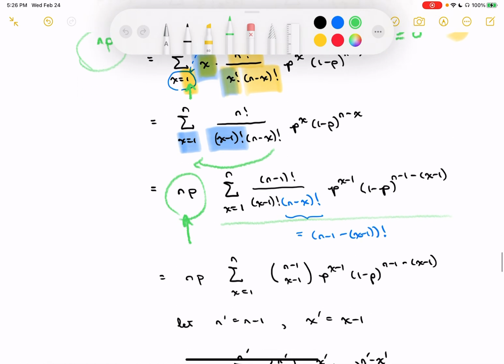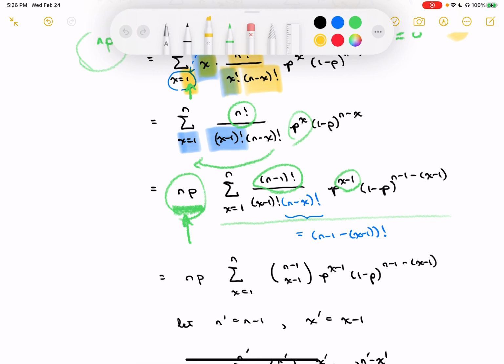So how do I pull out an np? Well, I can grab one of the n's from this. That just leaves an n minus 1 factorial up on top, right? And then I also need to get a p. Well, I had x of them right there, so if I pull out 1, that leaves x minus 1 in there, and I can pull out that p. So I've made a couple of changes to the interior terms so I can pull out this np part.